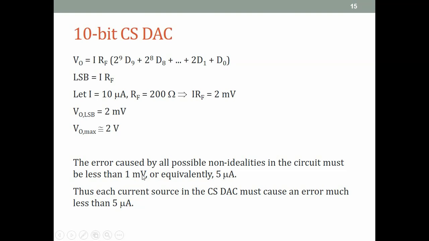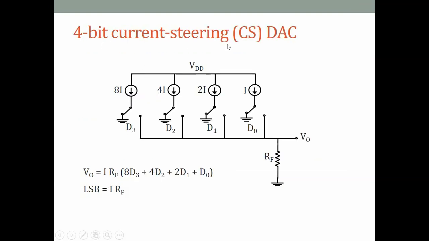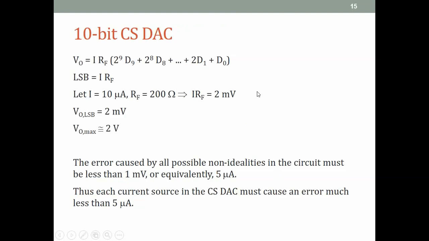Alright, and that is equivalent to, if you were to think of currents, 5 microamps with a 200 ohm resistor. What that means is that we have these current sources, and a 10-bit current steering DAC has 10 current sources. The sum of the errors in all the current sources should not be more than 5 microamperes.